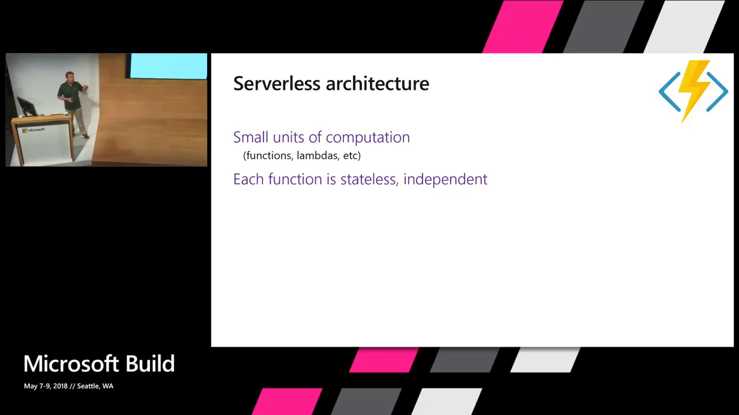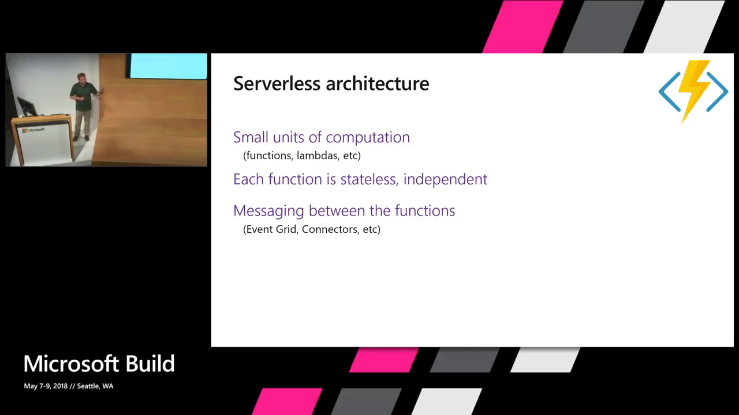Now, it doesn't mean that they cannot communicate together, okay? We have different ways to have services in Azure communicate together. For example, Event Grid is a good way to have different Azure services communicate with each other. Or we have connectors. For example, you can build some logic apps, and then you can say, okay, I want to do something when I get an email in Gmail, for example.